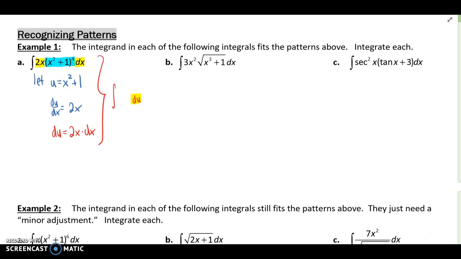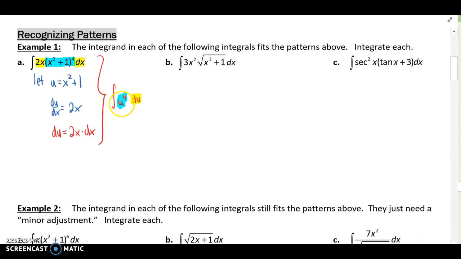And also, there's this blue part. It says x squared plus 1 to the fourth, but since u is equal to x squared plus 1, we're going to rewrite this as u to the fourth. So now this integral is going to be much simpler for us to solve. Not necessarily simple, but definitely simpler. We are taking the integral of u to the fourth du. The variables are the same, and that is significant.